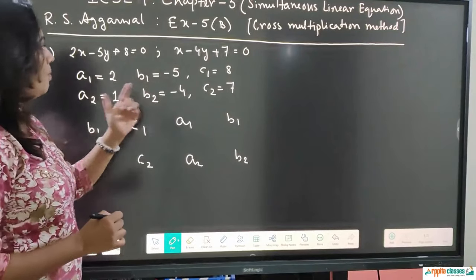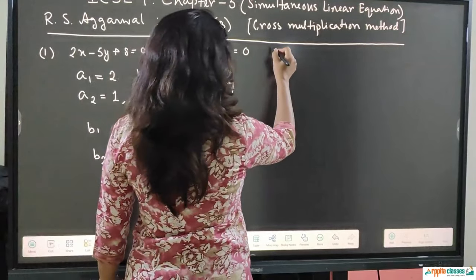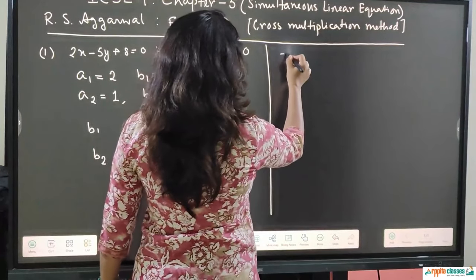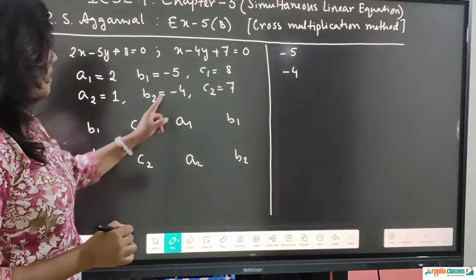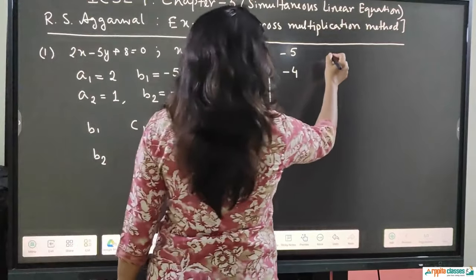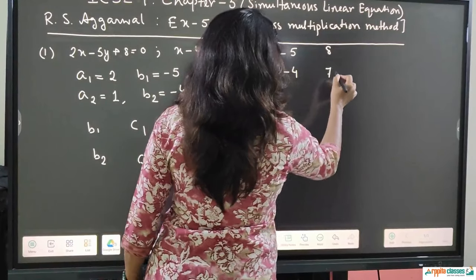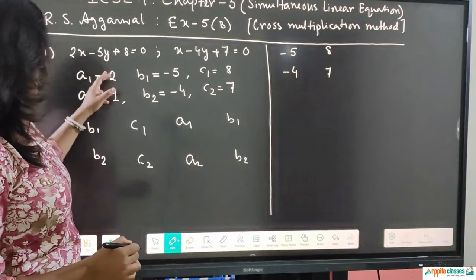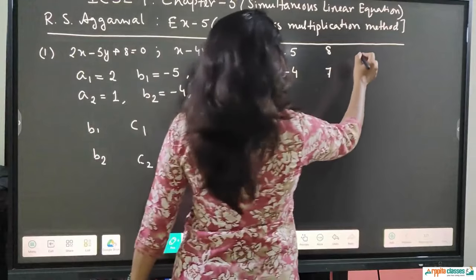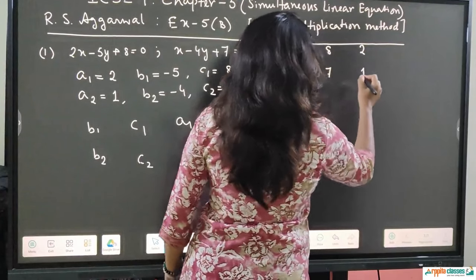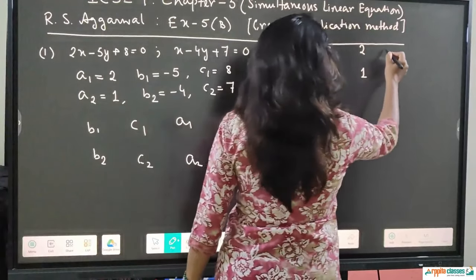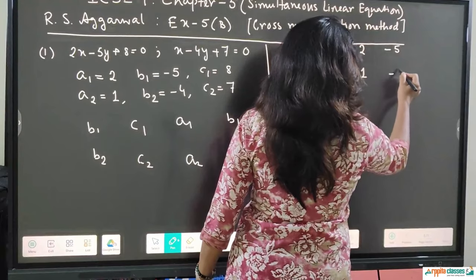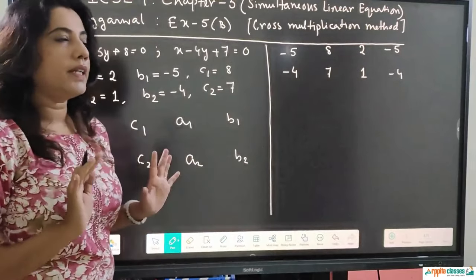So B1, B2 is minus 5, minus 4. I am writing it here. Minus 5, minus 4. Then you go to C1, C2, which is 8 and 7. So 8, 7. Then you go to A1, A2, which is 2 and 1. So you write 2, 1. And then again B1, B2, which is minus 5, minus 4. So minus 5, minus 4. I wrote it this way, right?